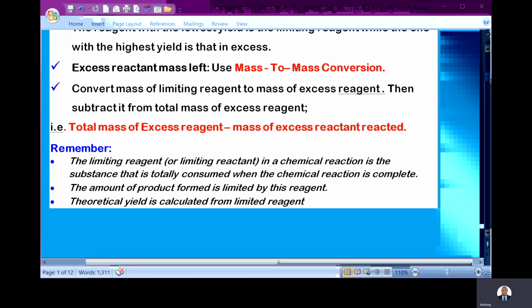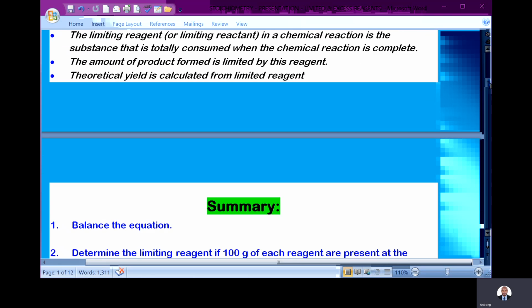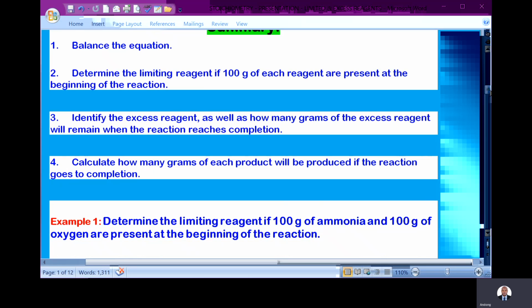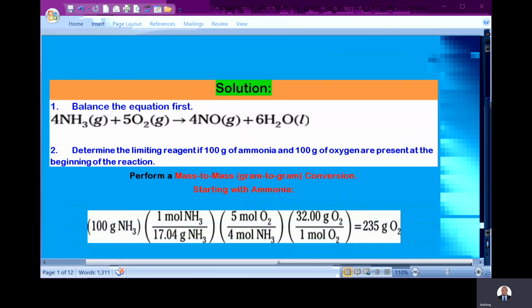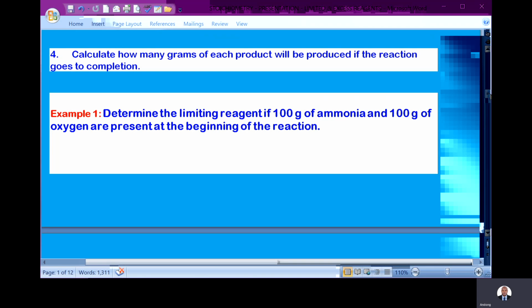We will do that by using some examples. Take, for example, a reaction between ammonia and oxygen. Determine the limiting reagent if 100 grams of ammonia and 100 grams of oxygen are present at the beginning of the reaction. Which is the limiting reagent?